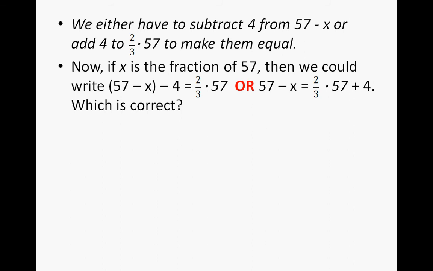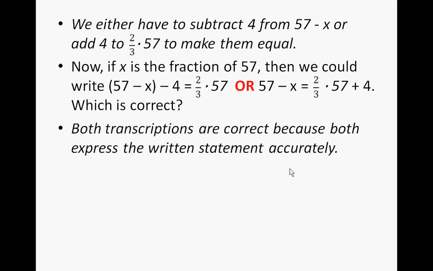So now if x is a fraction of 57, we could write the quantity of 57 minus x minus 4 is equal to 2/3 of 57, or you can write it as 57 minus x is equal to 2/3 of 57 plus 4. Which is correct? Or are they both correct? Well, they both are correct because they both express the written statement accurately. Again, we can either subtract 4 or we can add 4. So either one of these statements is correct.